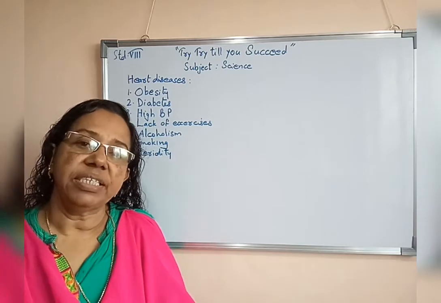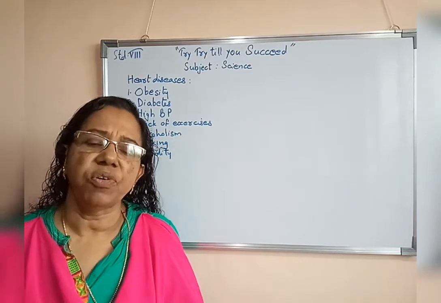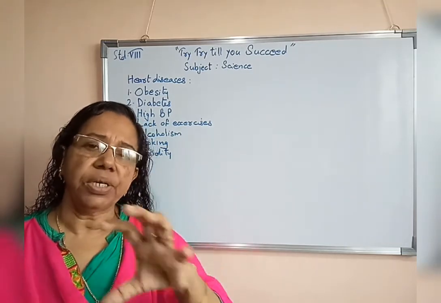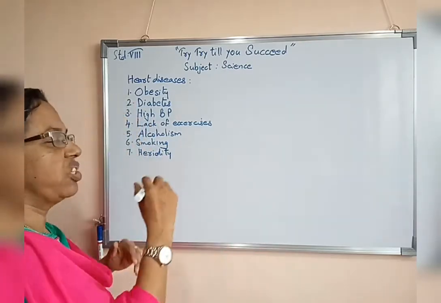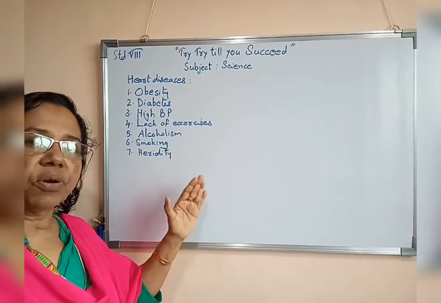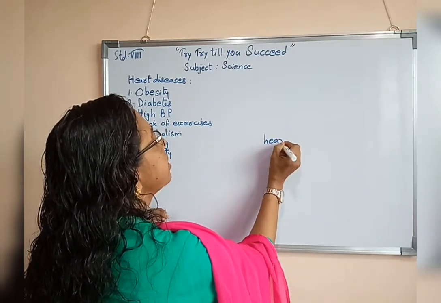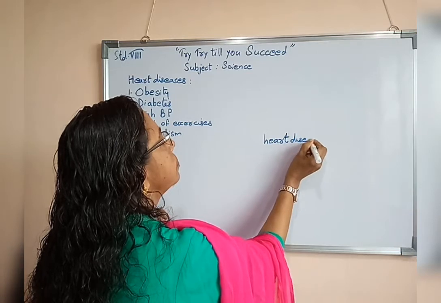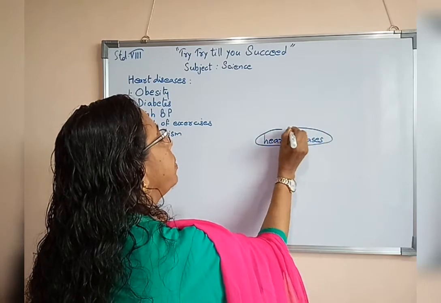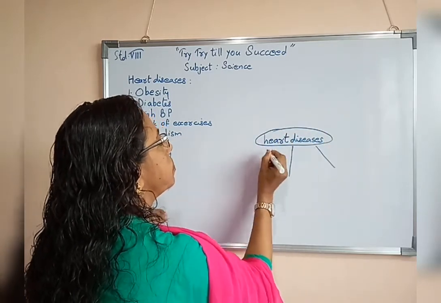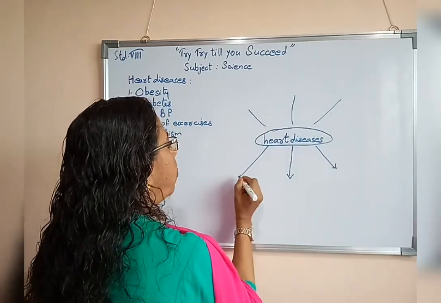Now, there are various curative measures for heart diseases. All are different types of operations. You only need to study their names, but no need of studying in detail. So I am giving the names here of the operations doctors do for curing heart attack. I am writing heart diseases here. These heart diseases can be cured by various operations.